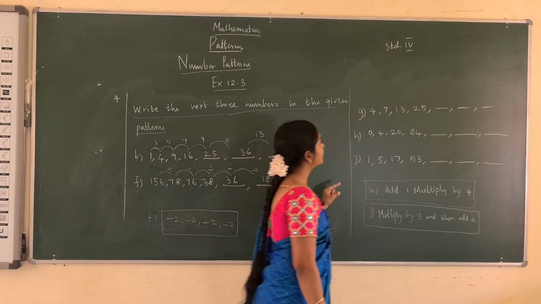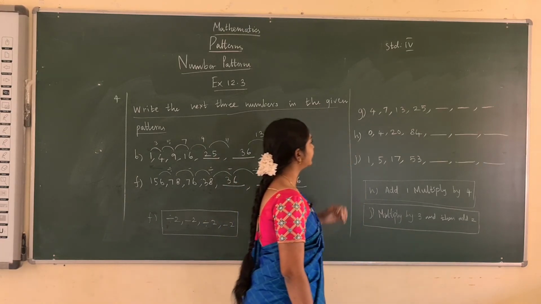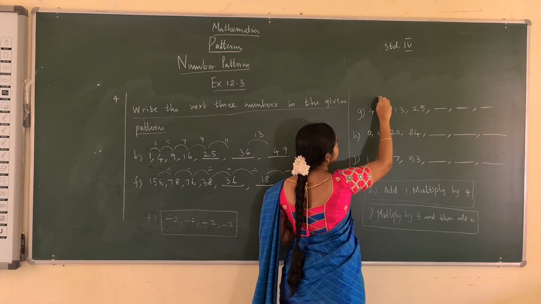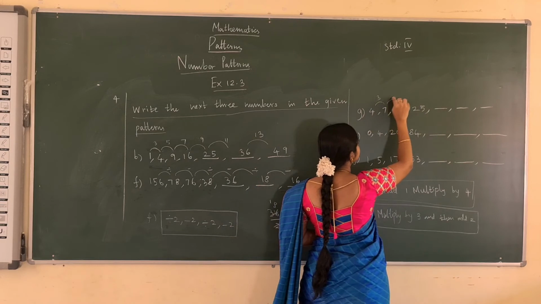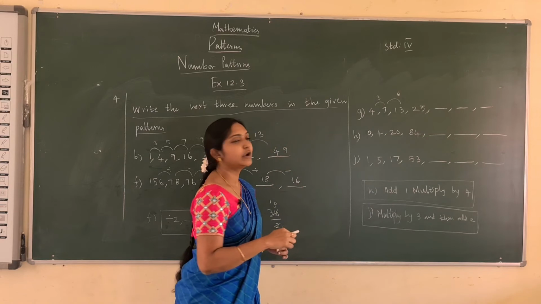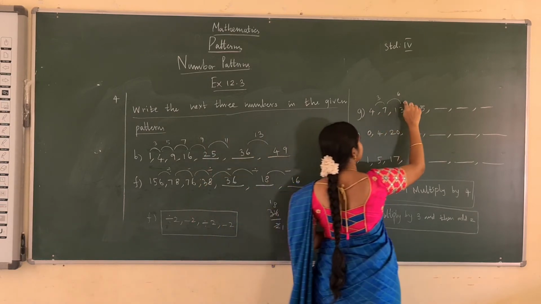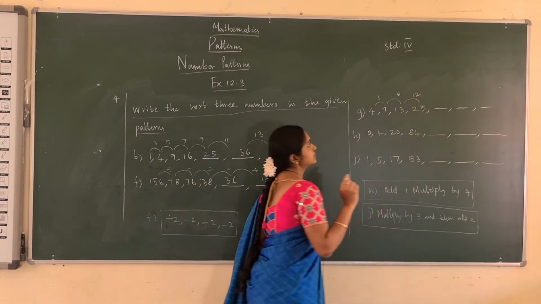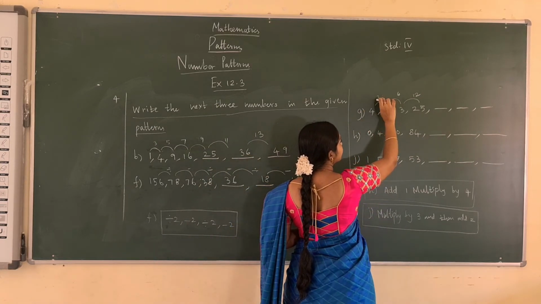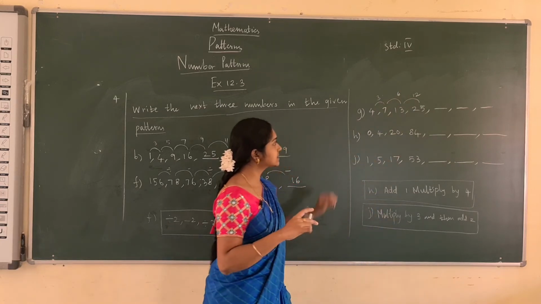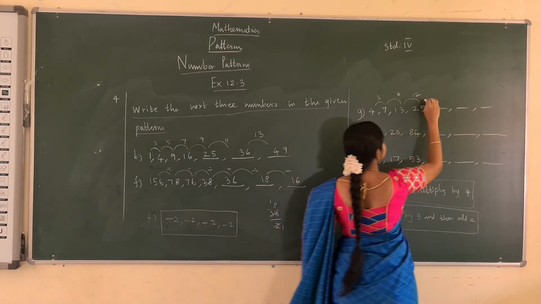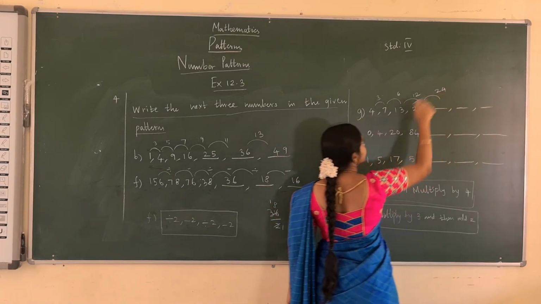Next, 4, 7, 13 and 25. The difference between 7 and 4 is 3. Next their difference is 6. Next, 25 minus 13 is 12. So what can you see in the difference? 3 is multiplied by 2. 3 into 2 is 6. Next 6 into 2 is 12. Next 12 into 2 is 24. So the difference must be 24 here.